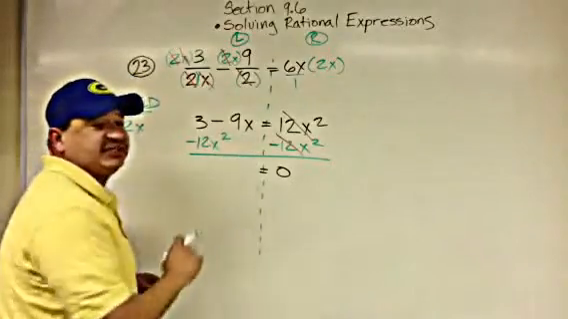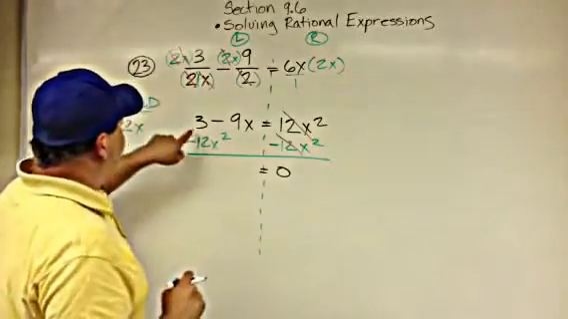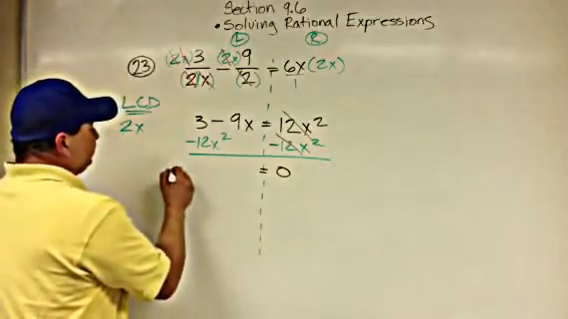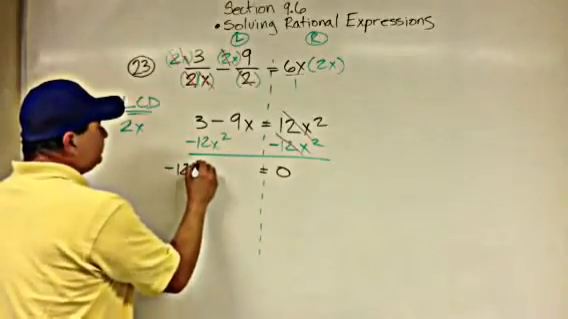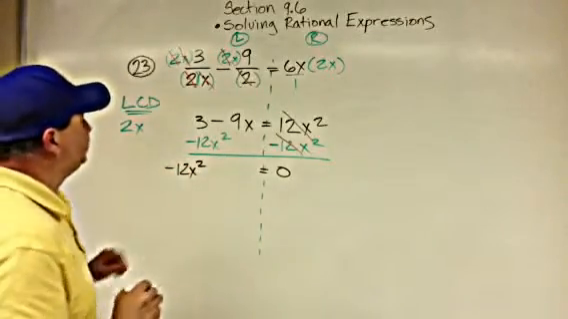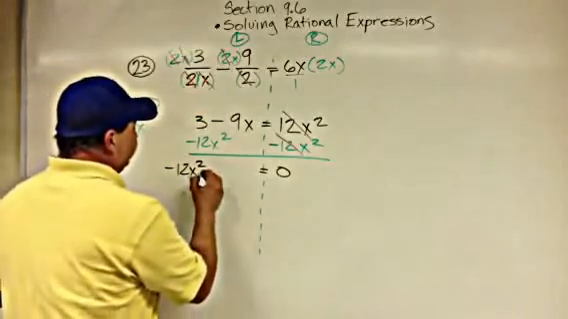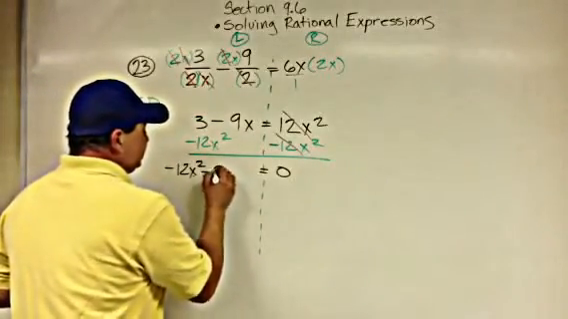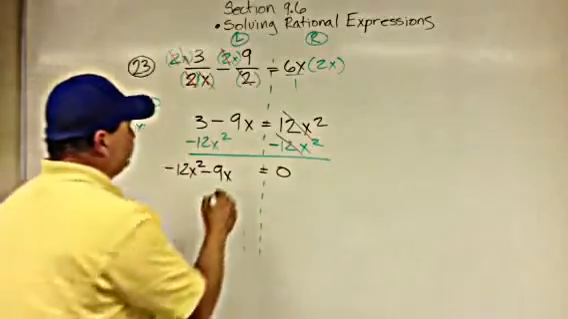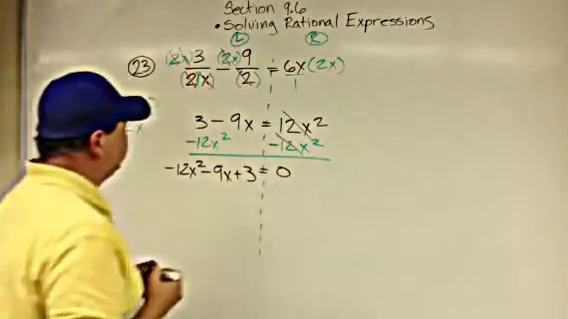I'm going to put this side in standard form. So I'm going to put the negative 12x squared first. Then I'm going to put the negative 9x second. And then I'm going to put the positive 3 last.